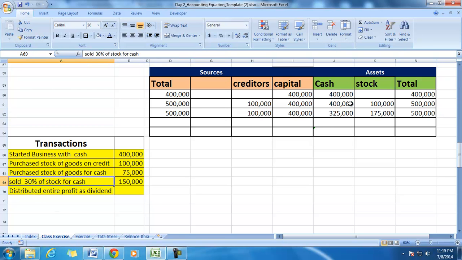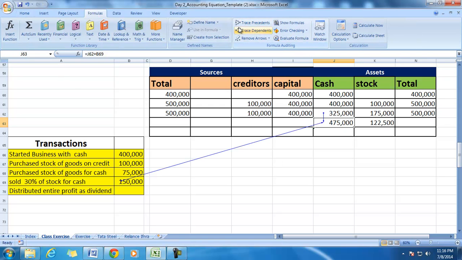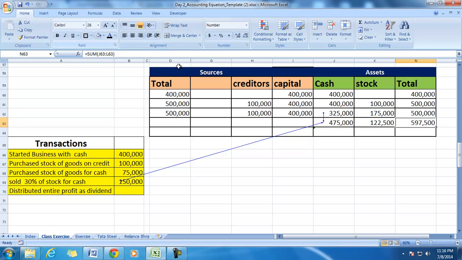Now sold 30% of the stock. We have 325,000. So sold 30% of the stock, so we'll have 70% of the stock there after this transaction. The increase in the cash is to the extent of the sale, and the sale is 150,000. So the change in the composition is there along with the change in the total. No change in the capital, no change in the creditor.